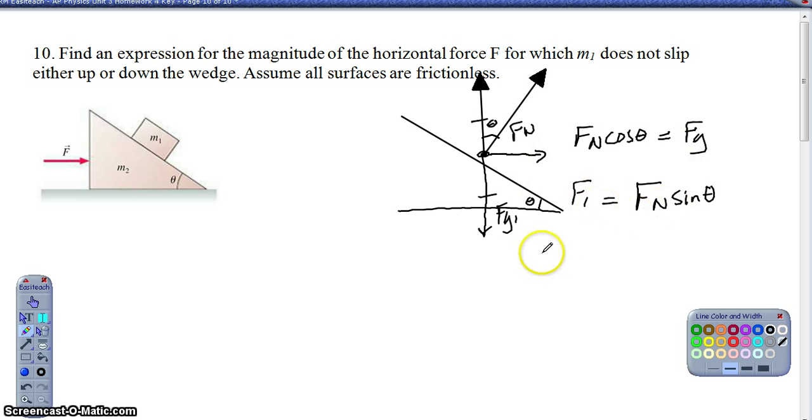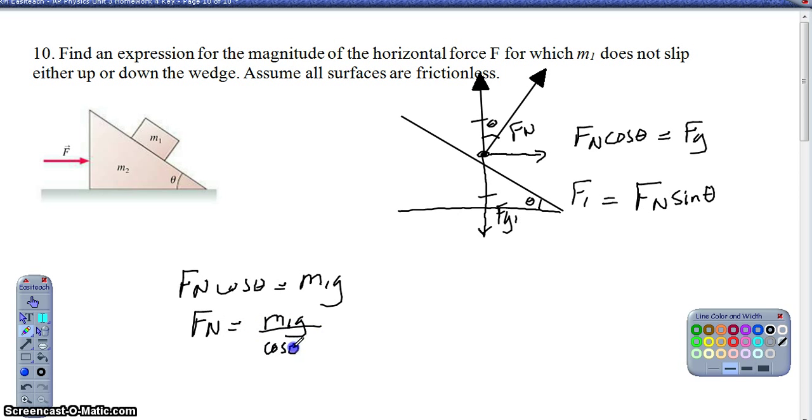This gives me two different relationships. So the normal force, which I don't know yet, and I won't necessarily find this, so I may get rid of that. So let's go ahead and solve for the normal force in terms of measurements that we do know. So normal force times cosine of theta equals mass 1 times gravity, right? Just Fg, so mass 1 times gravity. So then the normal force would equal mass 1 times gravity divided by cosine of theta.